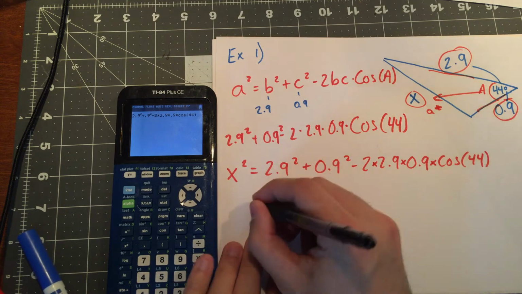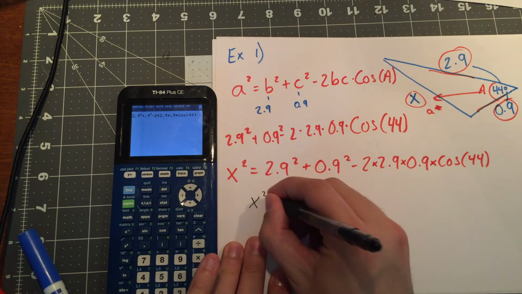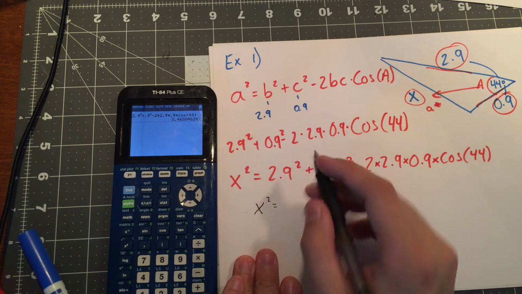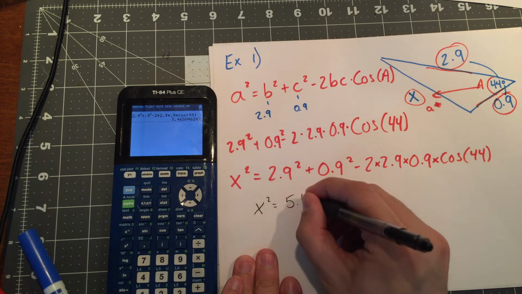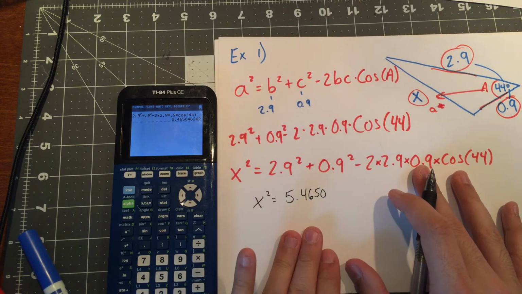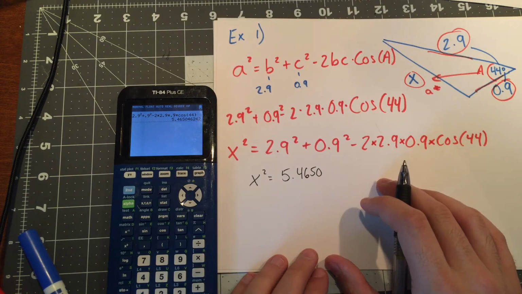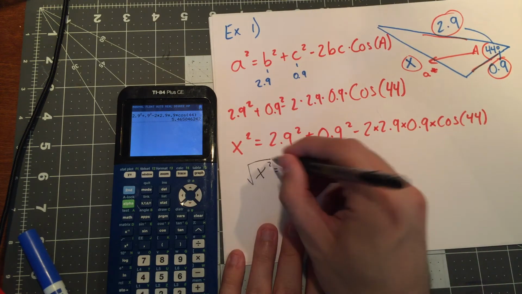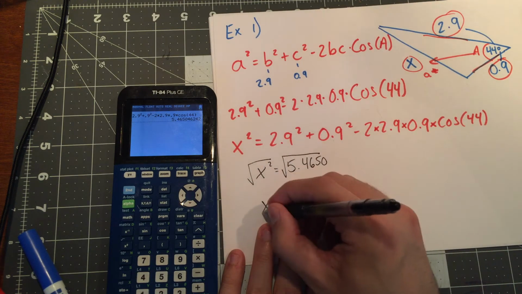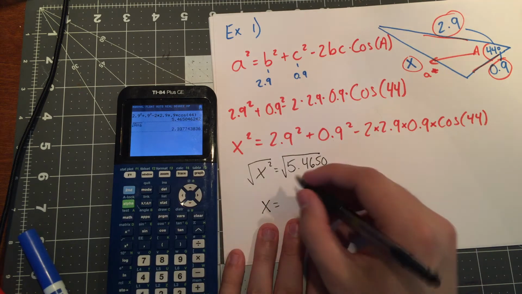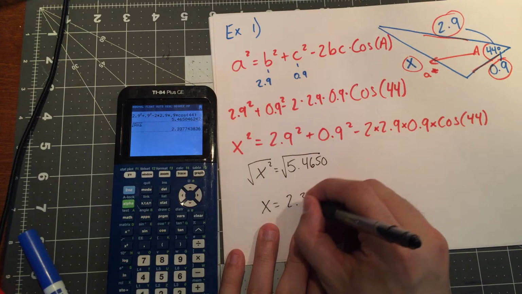So when I plug that in, I should get x squared, I didn't touch that side, equals 5.4650. I'm not done, that's why I'm going to keep some decimals. I'm still working. I don't need them when I'm getting my final answer. And then I just square root both sides, and I get x is equal to about 2.3.